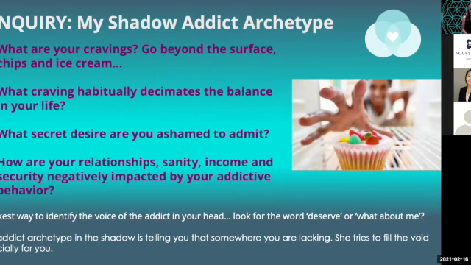And then the next question to help support us in deepening our understanding of self, our behaviors, our cravings, maybe there is an inner addict, right? How are your relationships, your sanity, your income, and security negatively impacted by your addictive behavior? Where does that behavior, that craving, that thing come in and actually become a disruption?